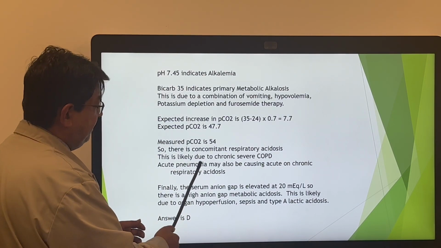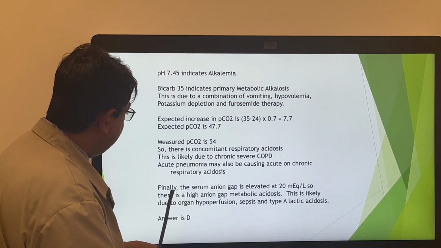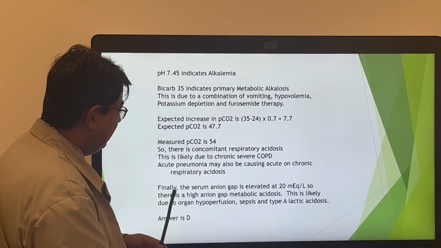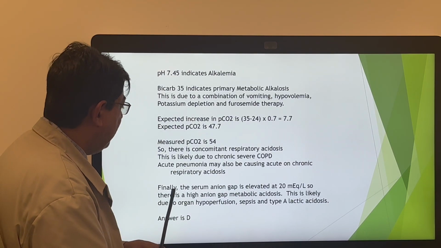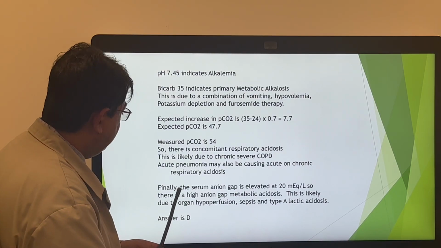Finally, don't forget the serum anion gap. The anion gap is elevated at 20 milliequivalents per liter, so there's a high anion gap metabolic acidosis. This is likely due to organ hypoperfusion, sepsis, and type A lactic acidosis. So the answer is D.